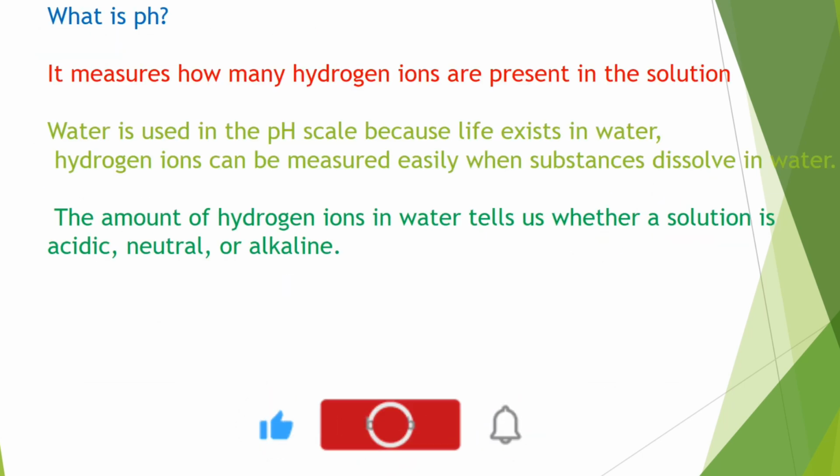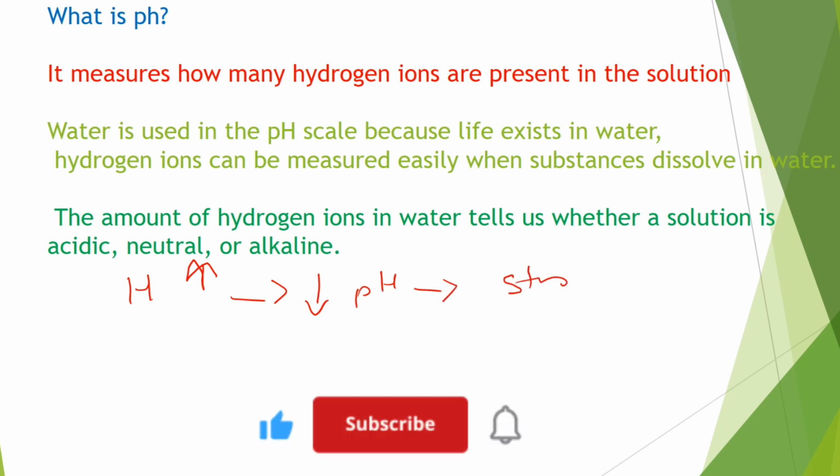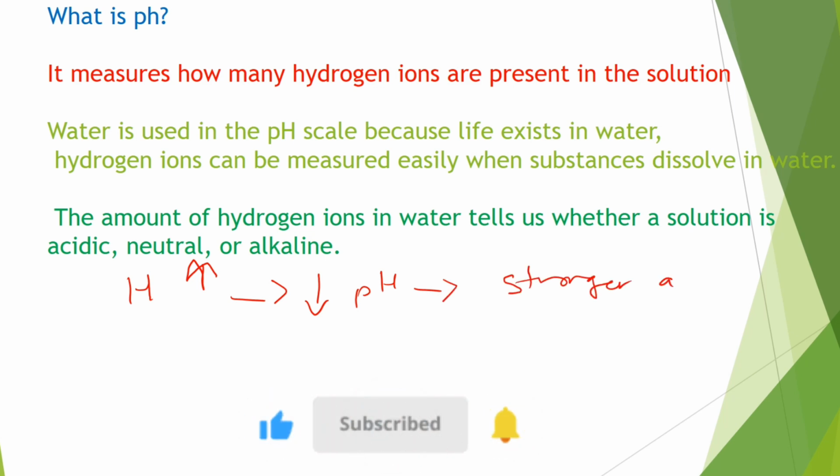Moving towards the third slide, if the concentration of hydrogen ions is increased, it has a lower pH and the solution will be a stronger acid.